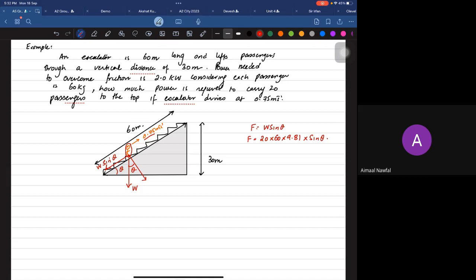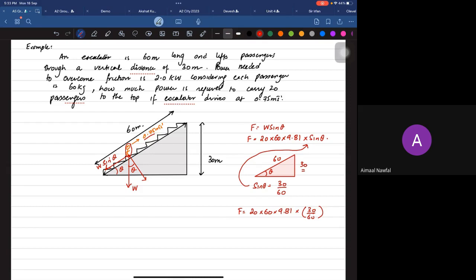Now, interestingly, we do not have sine theta here, but we can find this because you see, this whole thing is a triangle. This side is 30, this side is 60, this is the angle. So sine theta would be the perpendicular or the opposite over the hypotenuse. Do you guys agree? I'm going to replace this right here. If I do that, it's going to be force equals 20 times 60 times 9.81 times, instead of sine theta, I'm writing 30 over 60.